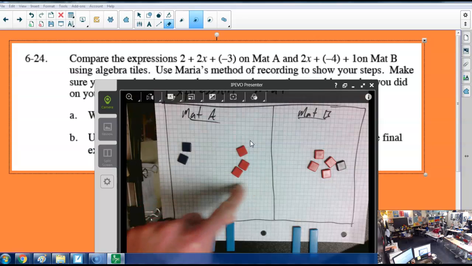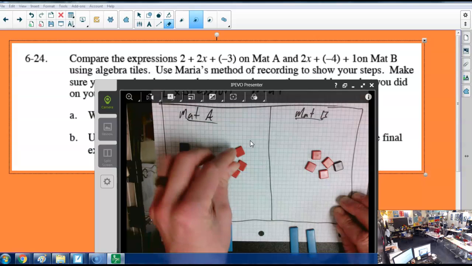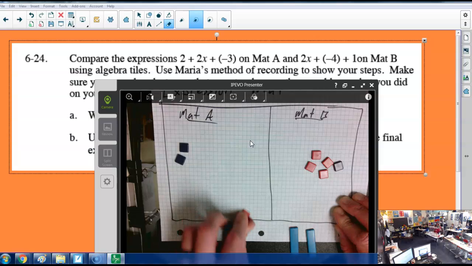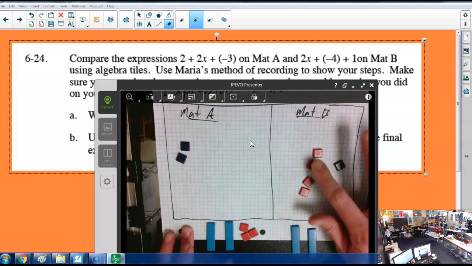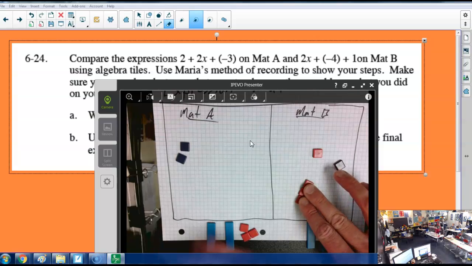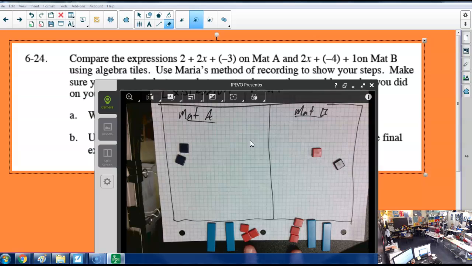Yeah, this is tricky because now we have to think in red and blue versus like open and shaded. So if we take away these 3 negative, what else do we have to do, Luz? Yeah, we have to take away these 3. I couldn't quite hear you, but I want to make sure we said we have to take away 3 negative from both sides.